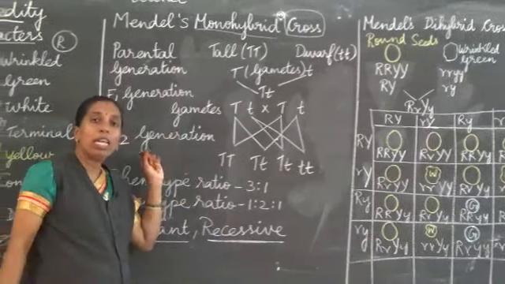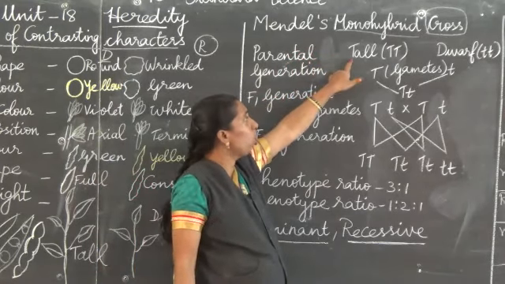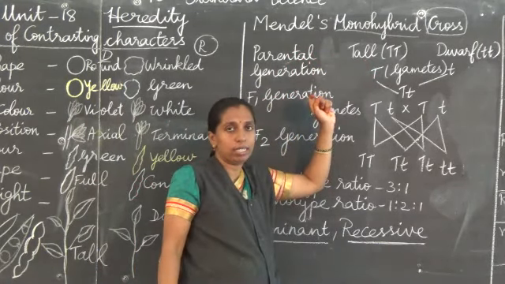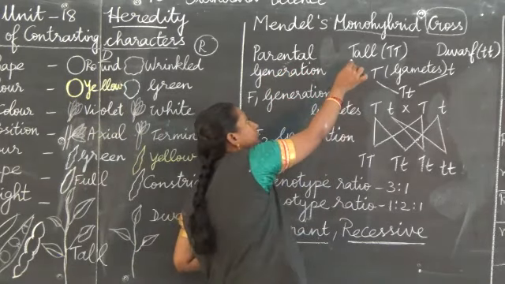See, for the character dominance, the character is tall. Tall is the contrasting character. For this contrasting character, the first letter is T.